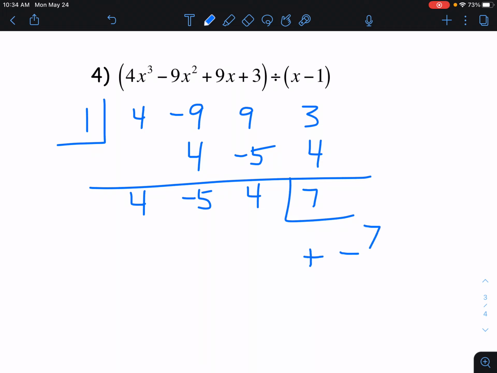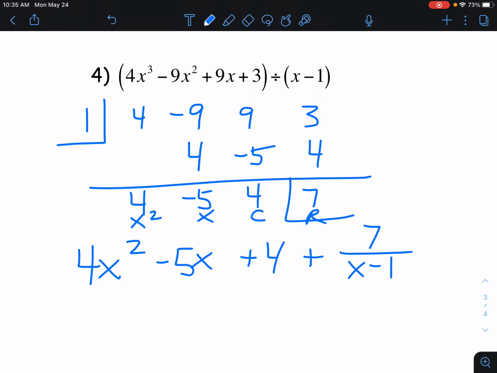So there we're going to write the remainder. It's going to be 7 over the x minus 1 that we're dividing by. To the left of the remainder is the constant. Let me back up here. Remainder, constant, x squared. So we got 4x squared minus 5x plus 4 plus 7 over x minus 1.